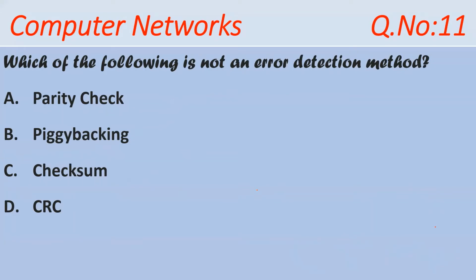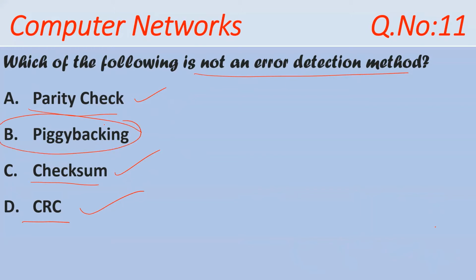Next question is, which of the following is not an error detection technique? Parity checking is an error detection technique. Checksum is an error detection technique. CRC is also an error detection technique. So which is not an error detection technique? It is piggybacking. So piggybacking is not an error detection technique.